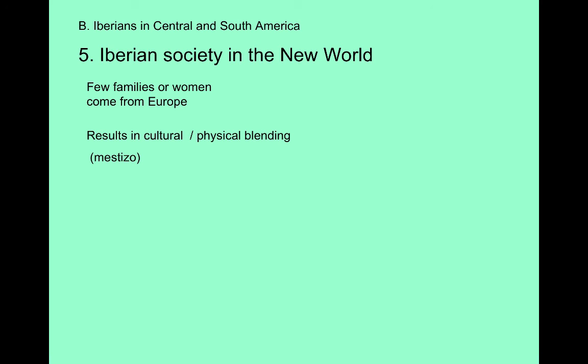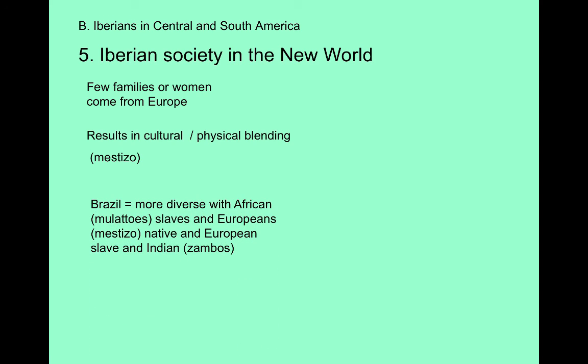And from this union will come a new group of people called mestizos. Mestizo is a physical blending of Spanish and Native American, and it was usually a Spanish father and a Native American mother. And so this is a good example of a change in the New World. Before the Spanish came, it was all Native American, and then after contact, we have Native American, Spanish, Portuguese, and we also have this new blending of people called mestizo.